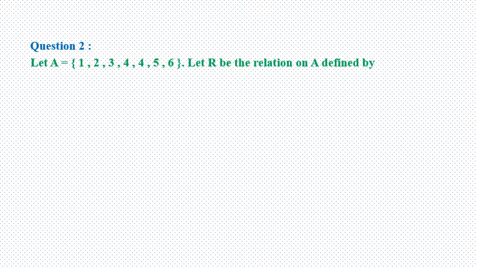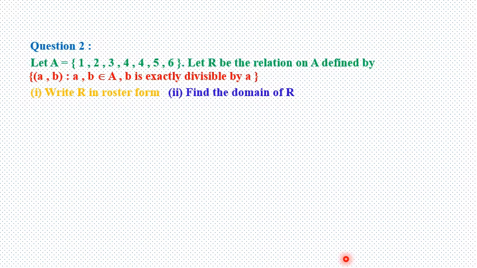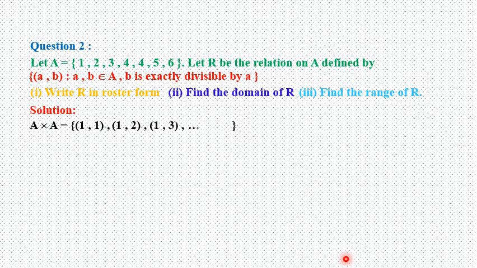Next problem. Let A equal to this set. R is the relation on A defined by this, where B is exactly divisible by A. Now write it in roster form. Find the domain of R and the range of R. Solution: A cross A gives (1, 1), (1, 2), (1, 3), and so on up to (6, 6). Total 36 pairs are there.